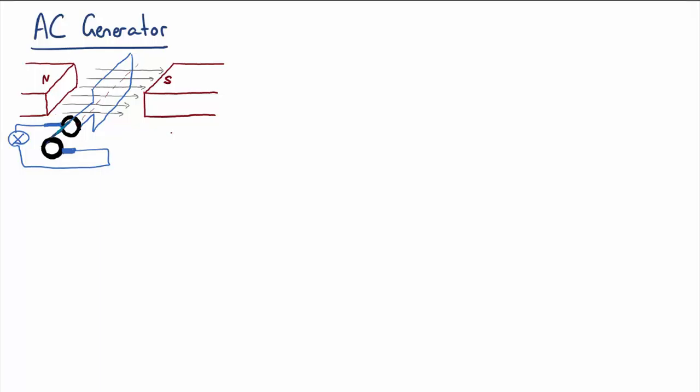In this video, I'm going to talk about the generation of electricity, and it turns out that it's what we call an alternating current, and we'll get to why that is in a moment. So this is a diagram of a really simple AC generator. A generator, of course, is a device that generates electricity. It's converting kinetic energy into electrical energy.